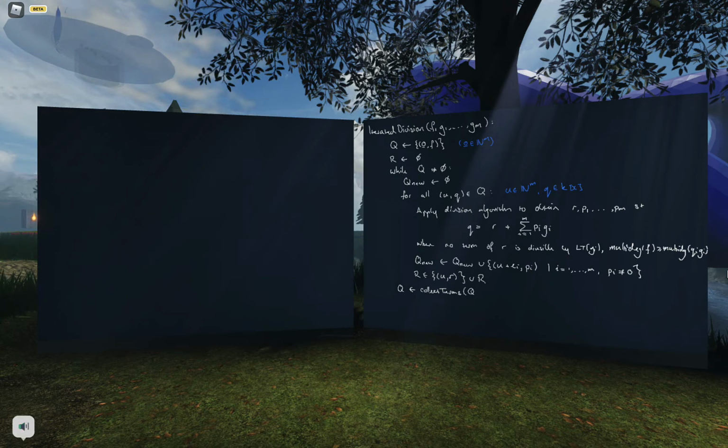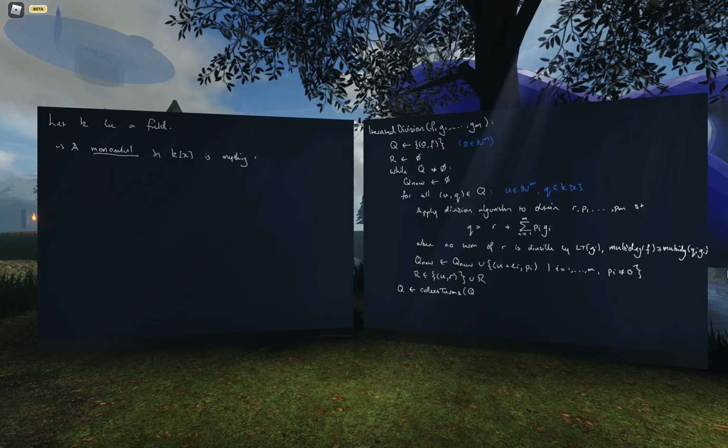Okay, so for that to work, let K be a field now. And we're going to begin by recalling some of the concepts related to polynomial division in the multivariate polynomial ring K[X]. So we have a monomial in K[X], which is anything in the set, right? So any monomial.